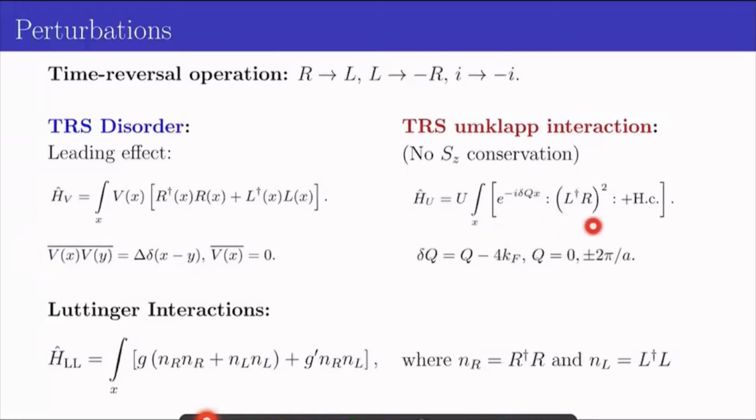Because this term is time reversal even, importantly, there is a factor that keeps track of the incommensuration of the lattice wave vector. So this backscattering interaction is actually an Umklapp term. Only when 4k Fermi is commensurate to the lattice wave vector might it have some effect. Otherwise, it's generically irrelevant. And we also consider Luttinger liquid interaction.